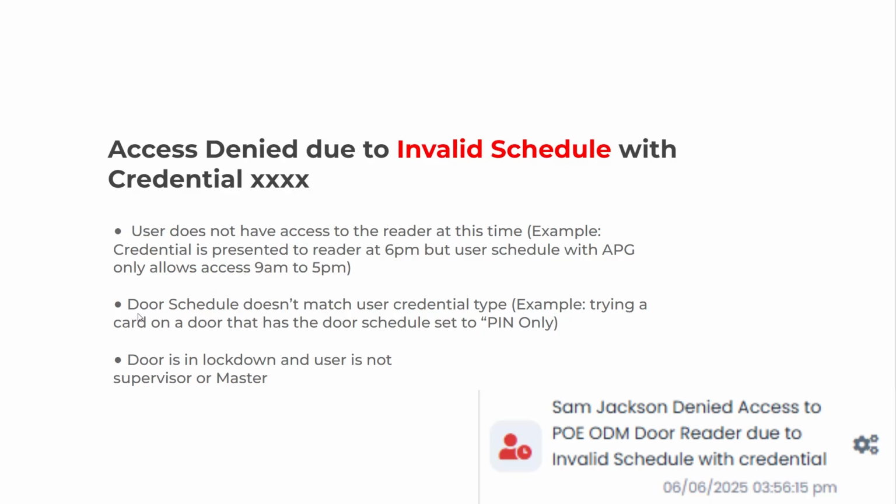The other common reason you might see this is if the door schedule doesn't match the type of credential that they're attempting at the door. For example, a door could be in PIN mode, and if you try a card on a door in PIN mode, it will throw you the invalid schedule access denied message. You would also see this if the door mode is in lockdown and the user is not a supervisor or a master.